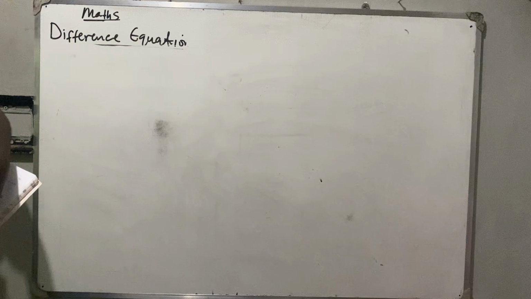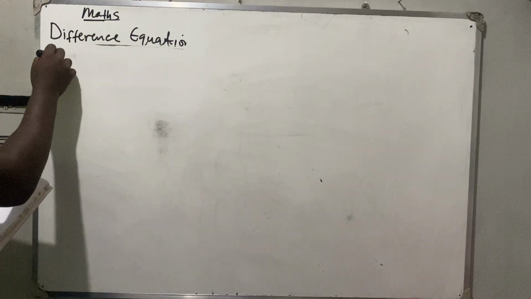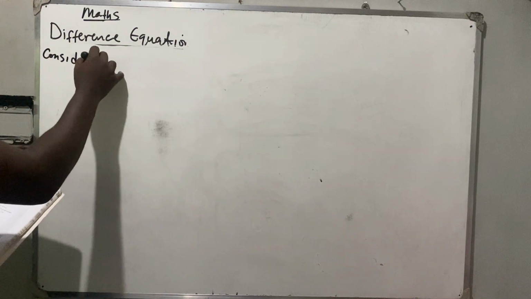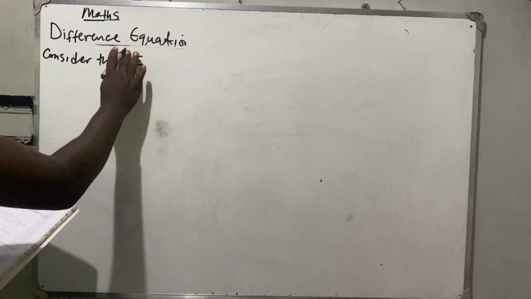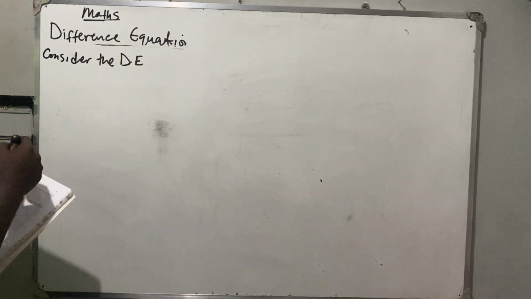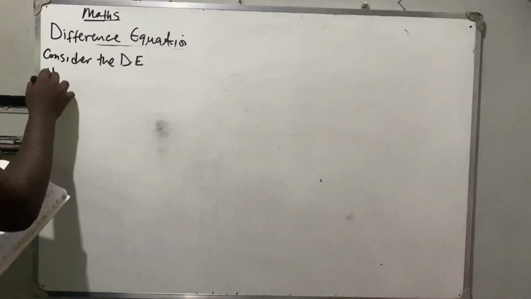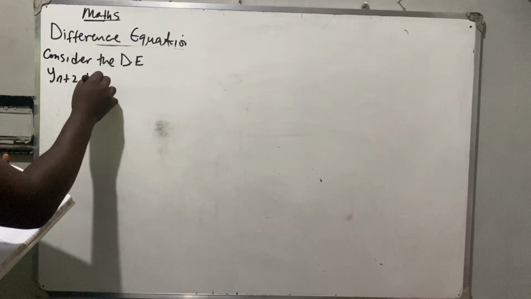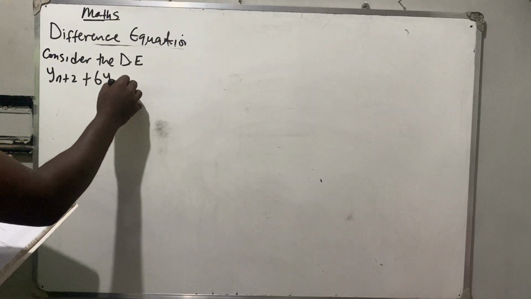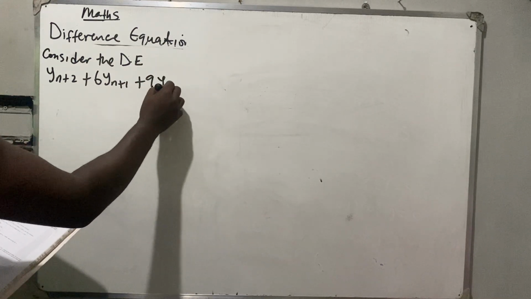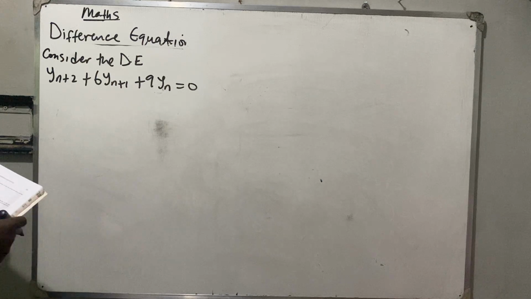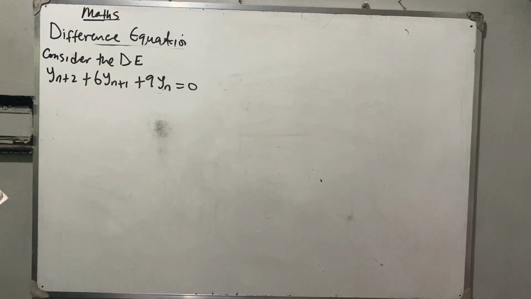Right? So the next one said, consider the difference equation. Consider the difference equation y_{n+2} + 6y_{n+1} + 9y_n = 0, using the guessing technique presented in 11ii 24.